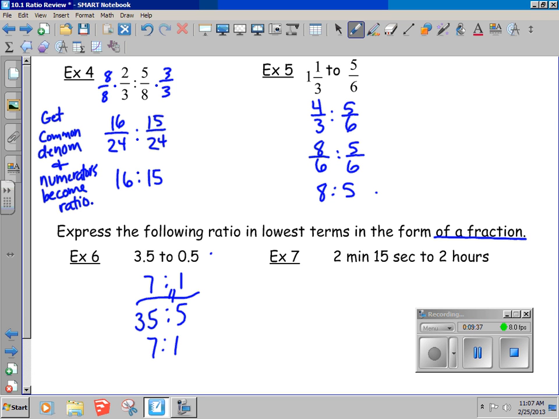Okay? Last example, just to deal with some units here, we have the ratio of 2 minutes, 15 seconds to 2 hours. All right, well, we can do it 2 different ways. Probably the most common approach is change to seconds. 2 minutes. Each minute has 60 seconds. So this is 120 plus 15 is 135 seconds.